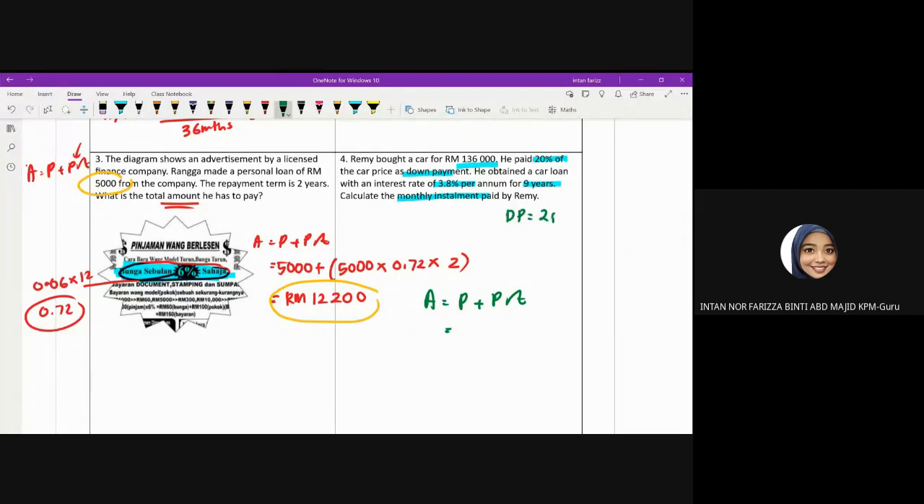So down payment is 20% out of 136,000. Okay, calculate that one. Okay, 136,000 times 0.2. So that means he used his own money for 27,200. So what will be the balance, which is our new P? Okay, new P or the balance is 136,000 minus 27,200. Okay, minus for me, please. Okay, what's the answer that you get?